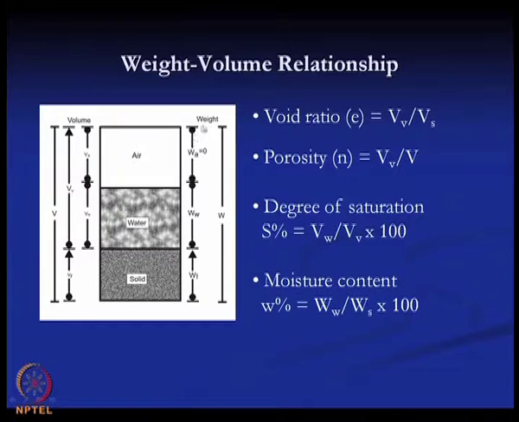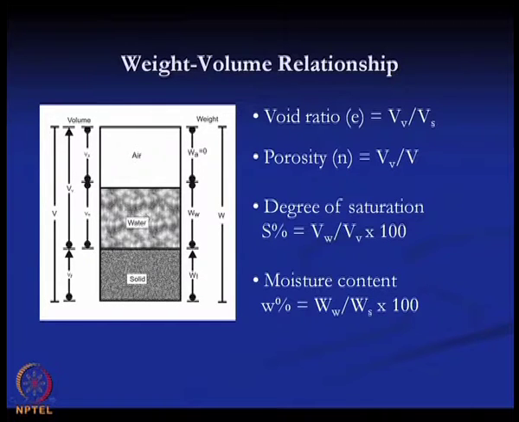Similarly, if we consider the total weight of the soil as W, then WS is the weight of the solid, WW is the weight of the water, and WA is the weight of the air. Generally it is taken as 0, so we can neglect the air weight during the calculation. From this, if it is a totally saturated soil, that means all the voids are filled with water, then the system becomes a 2-phase system, solid and water only, because there will be no air. Similarly, if the soil is completely dry, then the total void will be filled by air.